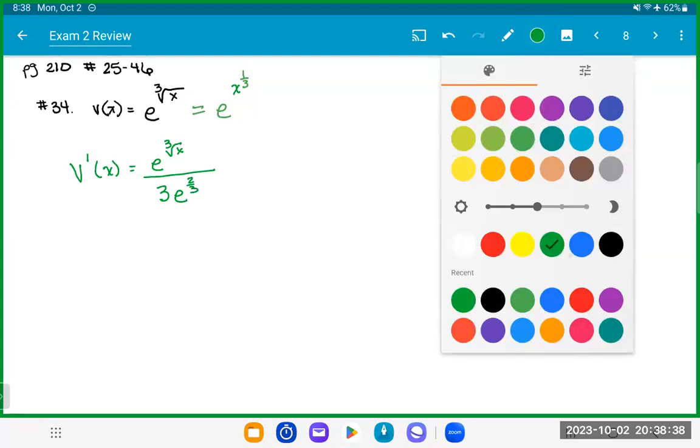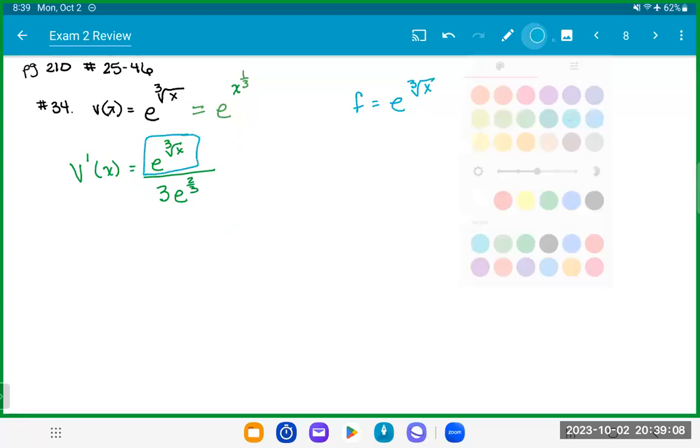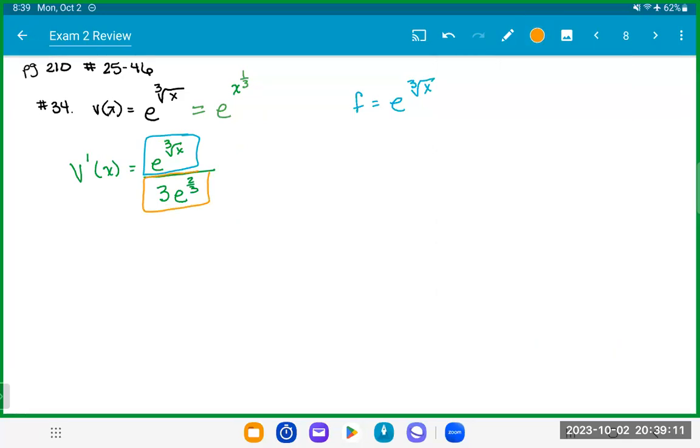let's do all the different colors. Our f function is going to be e to the cubed root of x, right? Our g function, because this is the derivative of this, right? So now we're going to do the derivative of this. So our f function is this one right here, okay? And our g function is this one right here. So our g function is 3x to the 2/3, okay?